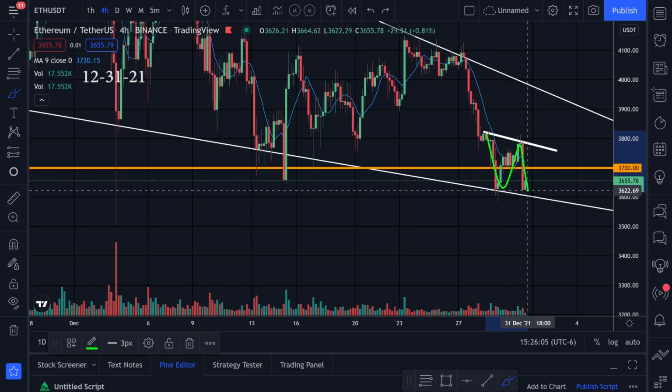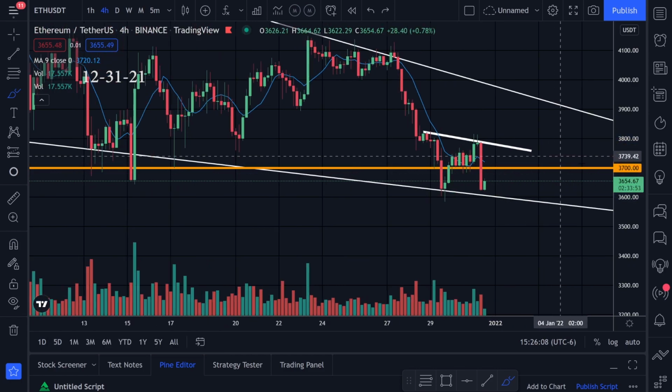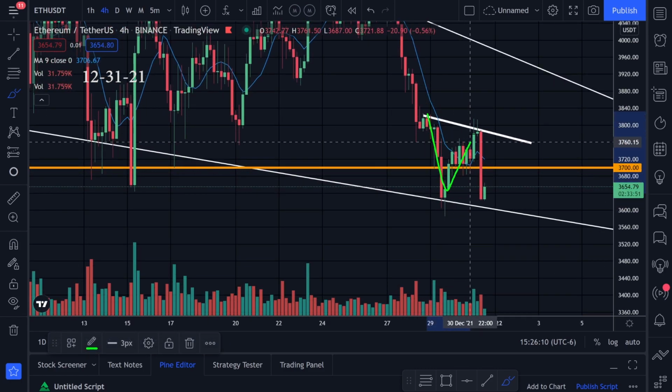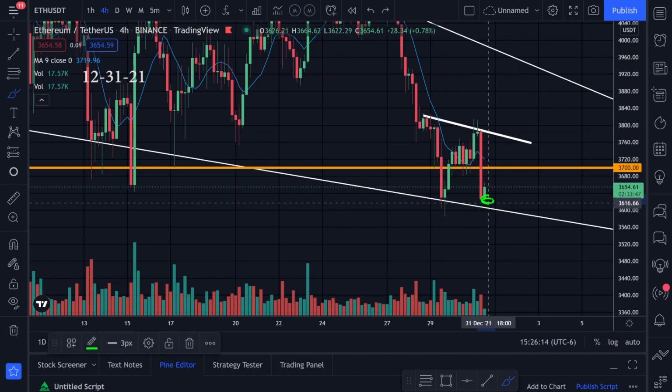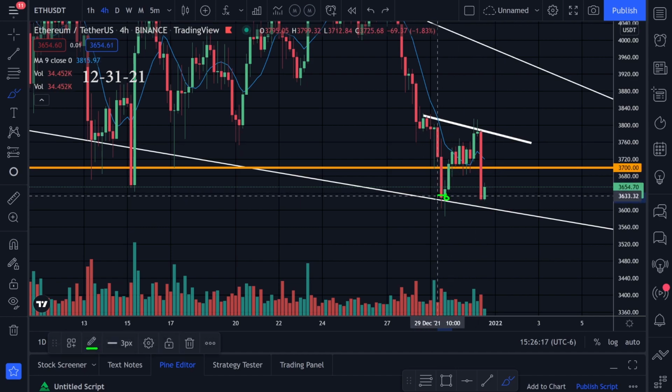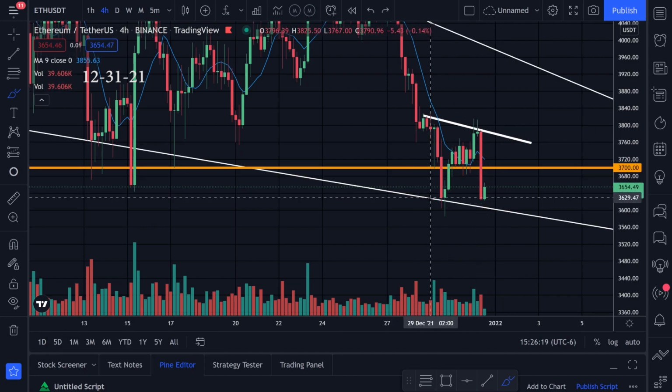Until then, I think we might be doing something like this, kind of like with Bitcoin. This actually looks like we might be forming the bottom of a W pattern. If we could hold support right here and break up, it looks like this is a bottom right here, and this is a bottom right here, kind of like a double bottom.